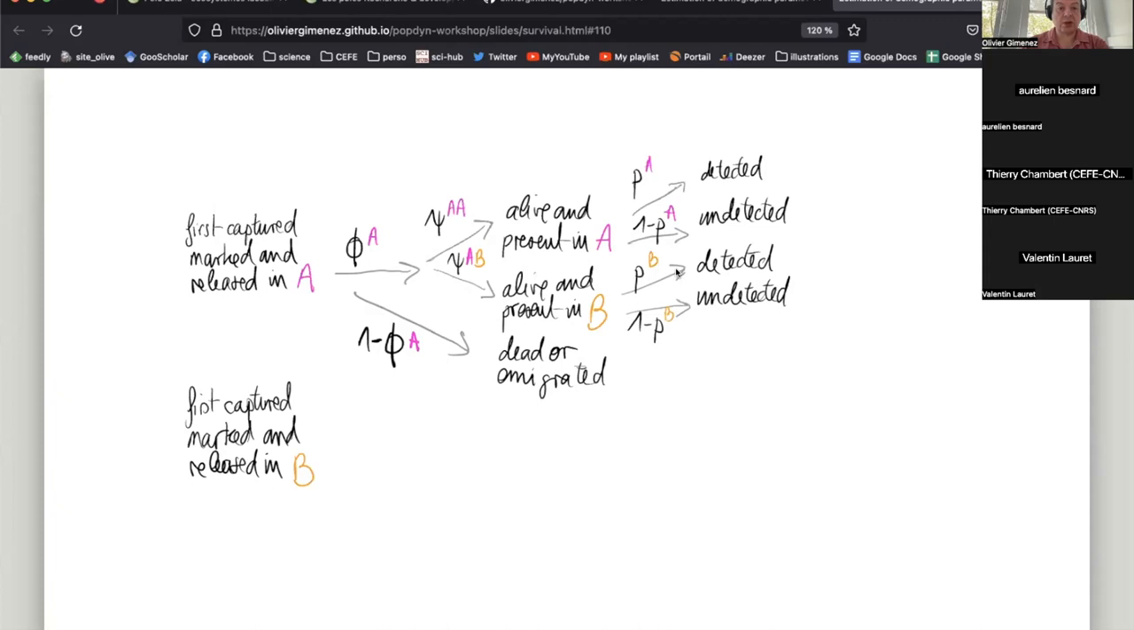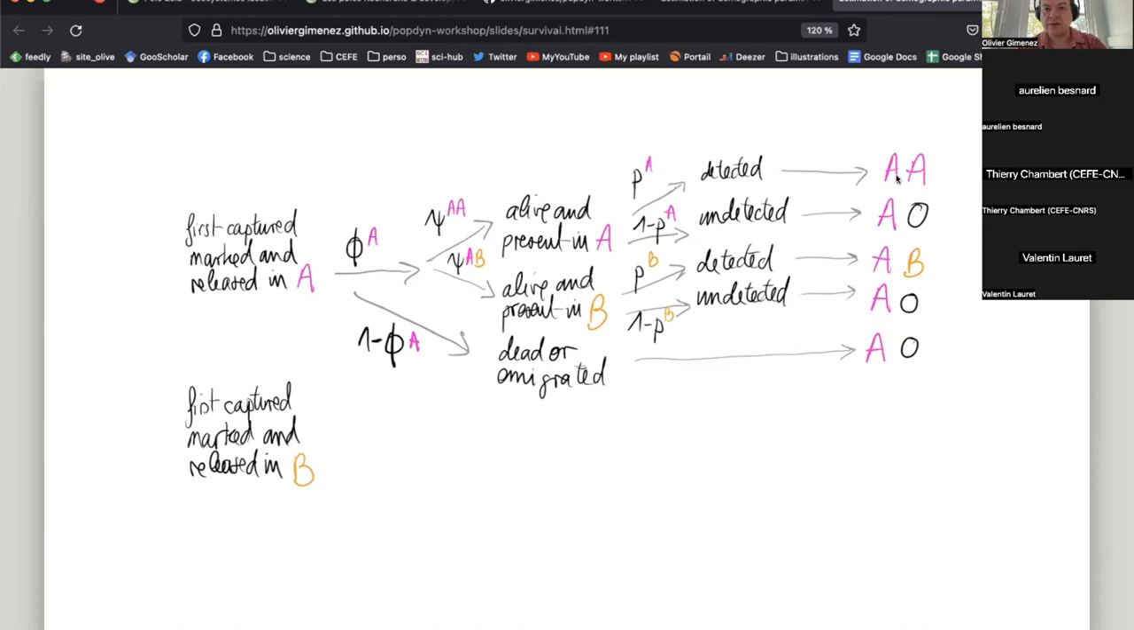You might want to assume that survival is the same for both sites, so phi A is phi B, or PA is PB. That's the kind of assumption you can test with multi-state and multi-site capture-recapture models. And of course, if you're dead or you emigrated from site A, you're done.